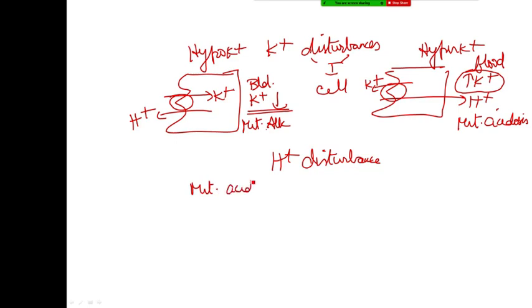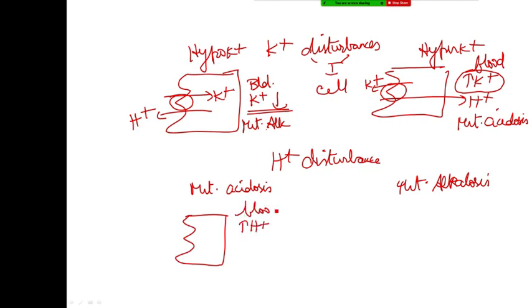Next, what are the H plus disturbances? In metabolic acidosis, how will the I cell try to compensate? And in metabolic alkalosis, how does the I cell try to compensate? So in metabolic acidosis, you have too much H plus in the blood. Therefore, what will the I cell try to do? Get rid of H plus. But in that process, the binding sites are diametrically opposite poles, so it has to go in the opposite direction. So in the process of eliminating H plus, it gets in potassium. So what is the result of compensation of metabolic acidosis?